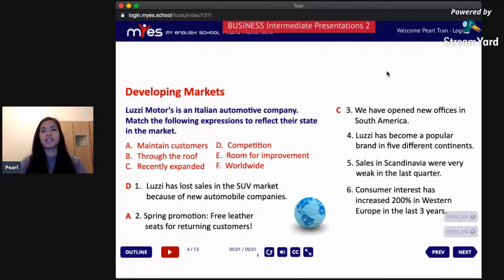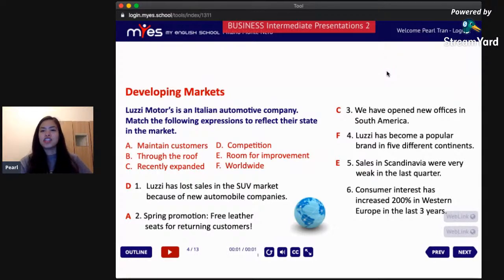Number 4, Luzzi has become a popular brand in 5 different continents. Okay. Different continents. So we're talking about the world here, and that is a big clue. So 4 is worldwide, F. Number 5, sales in Scandinavia were very weak in the last quarter. That's not a good thing. Weak is the opposite of strong. That means we can do better. If it was weak, we have to do better. So we have room for improvement. That's E. That was a little bit difficult, but I think with process of elimination, you would have been able to figure it out.